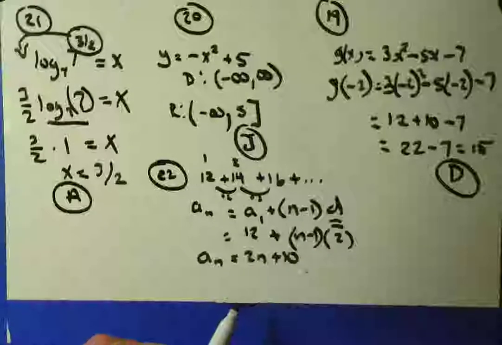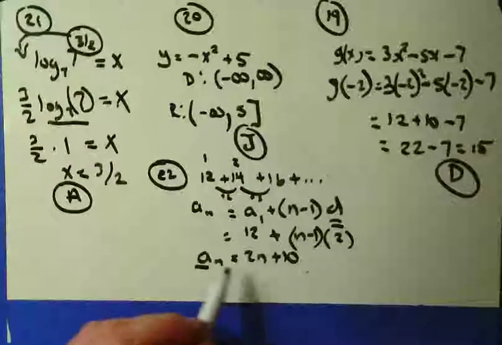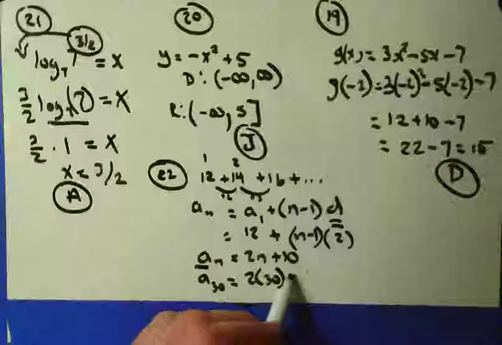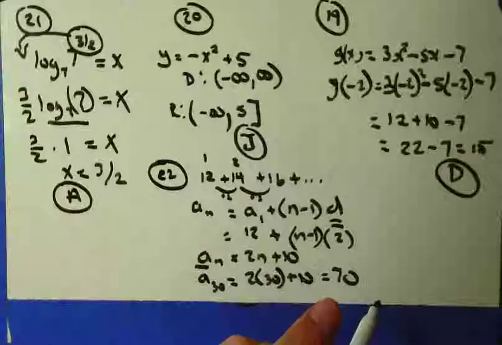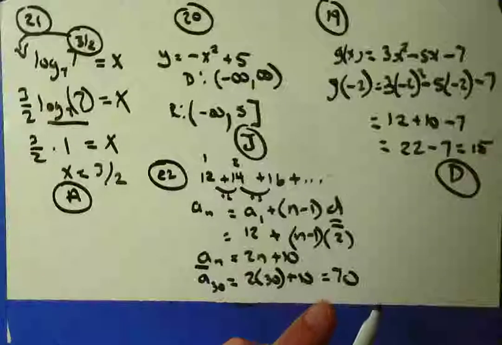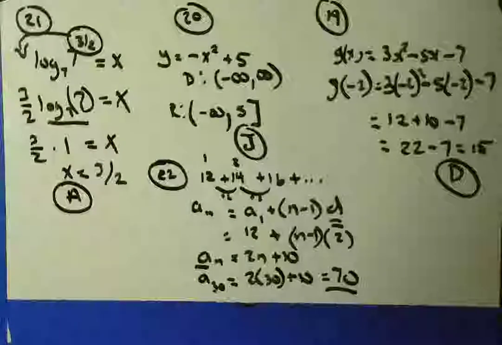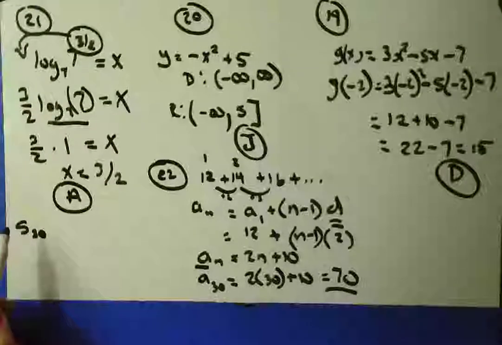And so if I simplify this expression, I get 2n minus 2 plus 12 is plus 10. There's a sub n. Okay, and we want to know the value on the 30th day. So a sub 30 equals 2 times 30 plus 10, or 70. Now wait a minute. It says, how many questions had she answered in all? This is how many questions she would have answered on the 30th day. We need to know how many questions she answered over all the days. So we don't want the value of the 30th term, we want the sum of the 30th term.